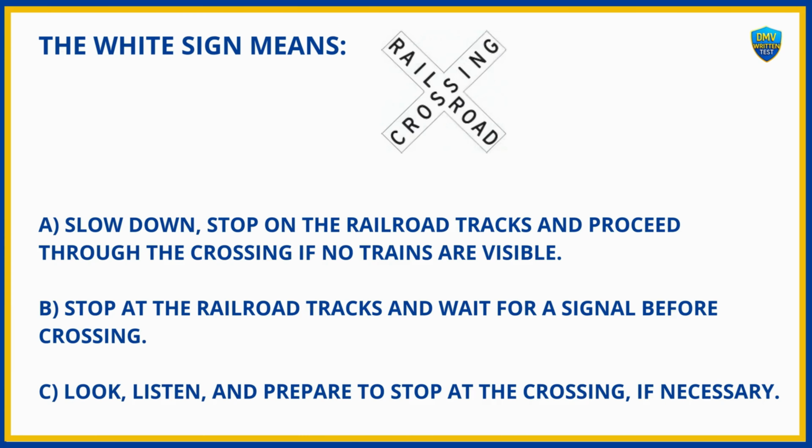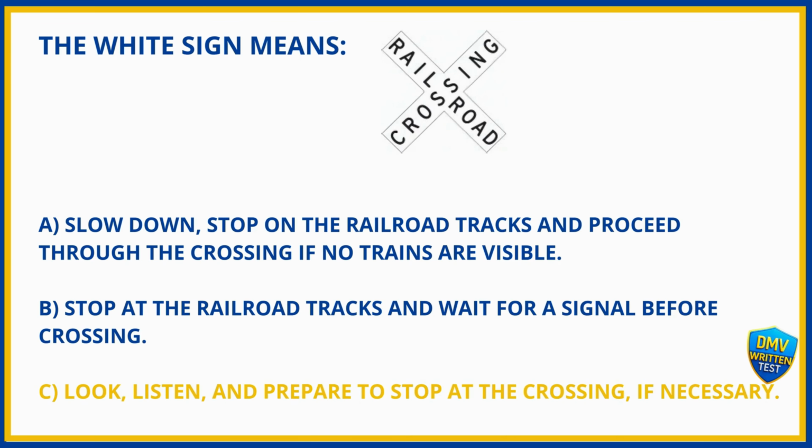The white sign means A. Slow down, stop on the railroad tracks and proceed through the crossing if no trains are visible. B. Stop at the railroad tracks and wait for a signal before crossing. C. Look, listen, and prepare to stop at the crossing, if necessary. And the answer is C. Look, listen, and prepare to stop at the crossing, if necessary.